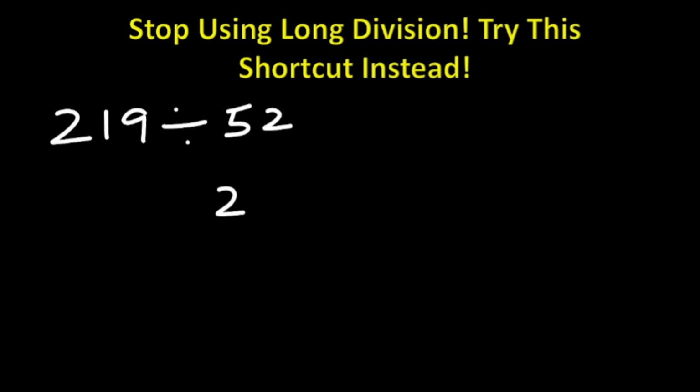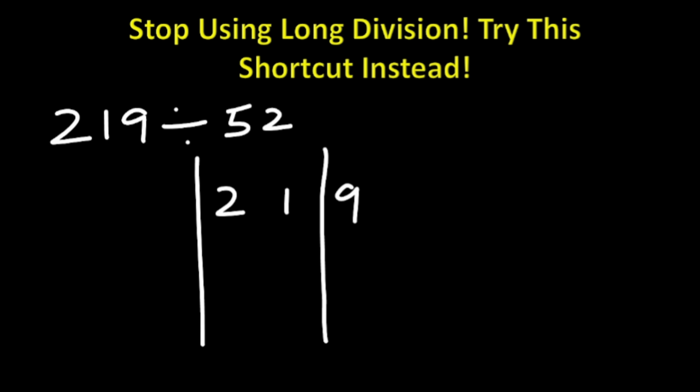So we write 219 and then we draw a vertical line separating the right side digit from the left side digits. And then you draw another vertical line like this. And then you draw the horizontal line like this, and then draw another line like this. And now we are dividing 219 by 52.